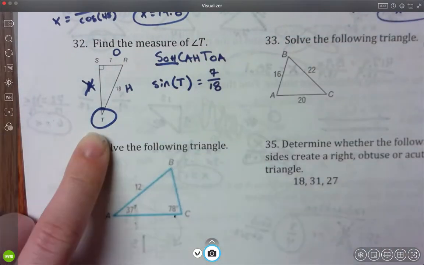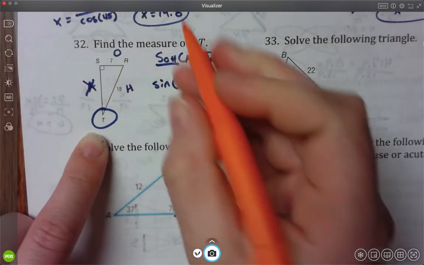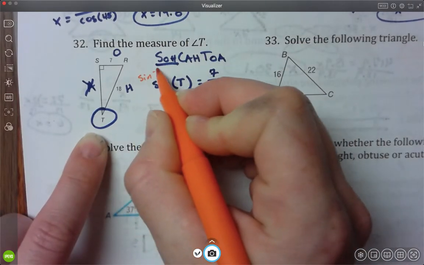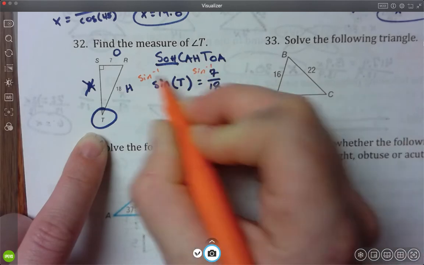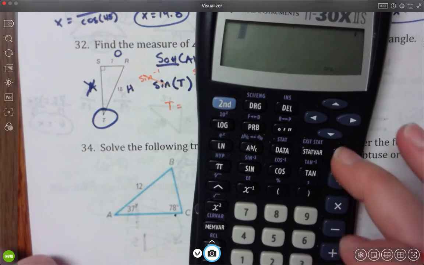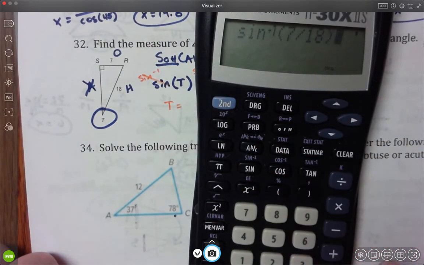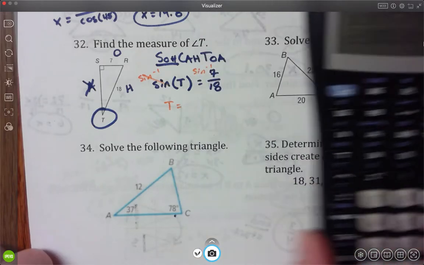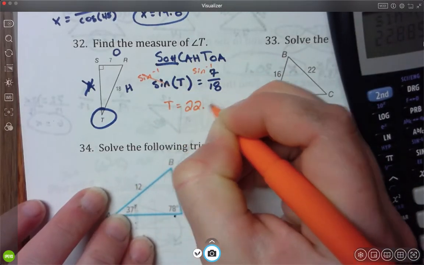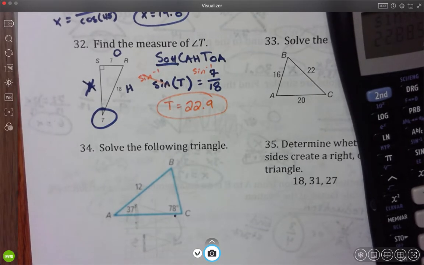Opposite over hypotenuse, okay? Then to get this T out of there, or to get rid of the sine, I have to do that inverse sine, okay? So T is inverse sine of 7 over 18. Second sine, 7 over 18. And he will be 22.9-ish, okay? We're going to round to the first decimal place, okay? And there's what he is.